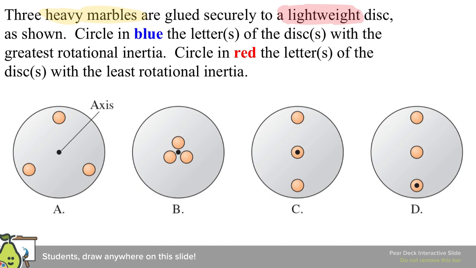And the question asks us to circle in blue the letter or letters of the disk or disks with the greatest rotational inertia, and circle in red the letters of the disk with the least rotational inertia. Give it a go.